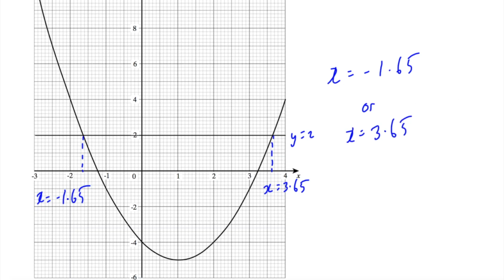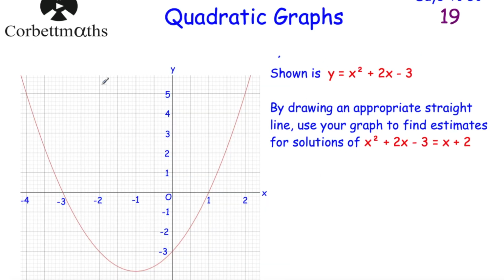And there are two solutions, our two estimates, and that's it. Okay, let's have a look at our next question. So this time we've been given a quadratic and we've been asked to draw an appropriate straight line graph and to use the graph to find estimates to the solutions to this equation.